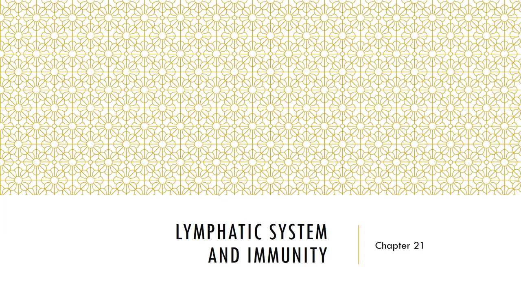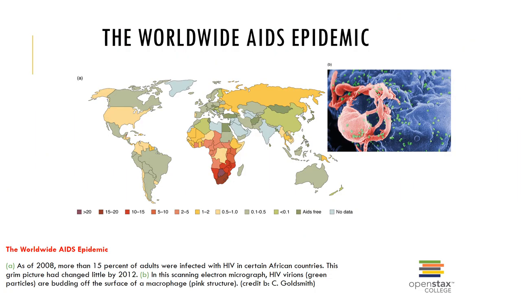In Chapter 21, we will discuss the lymphatic system and immunity. As you can see from the slide, the AIDS epidemic is still an ongoing problem today. In 2008, more than 15% of adults were infected with HIV in certain regions, and that hasn't really changed much in 2012.